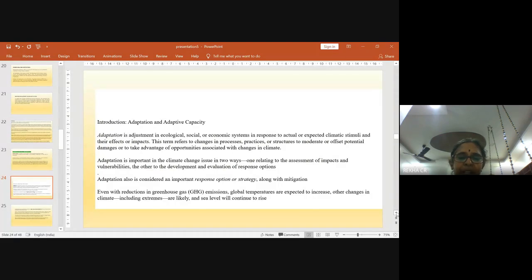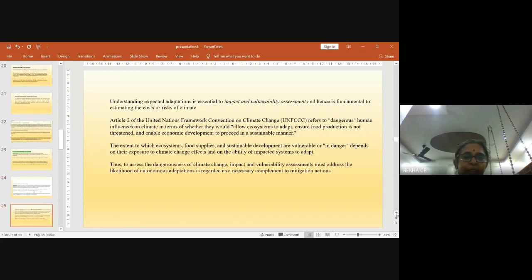So adaptation is considered as an important response option or strategy along with mitigation. So even with a reduction in greenhouse gas emissions, global temperature is expected to increase, other changes in climate, including extremes, are likely, and sea level will continue to rise. So understanding the expected adaptations is essential to impact and vulnerability assessment. Hence, it is fundamental to estimating the cost or risk of climate change.